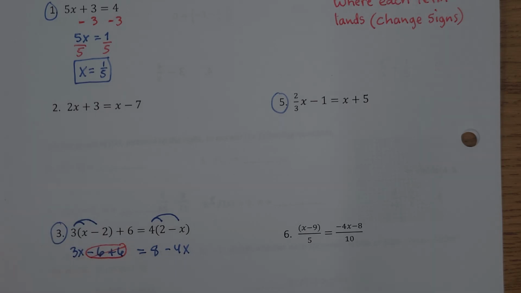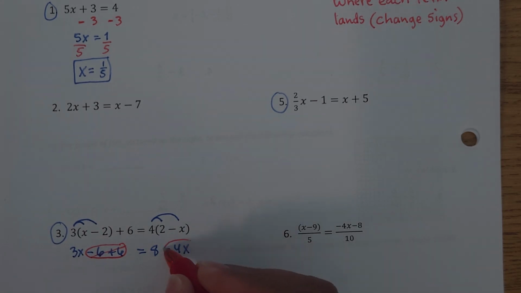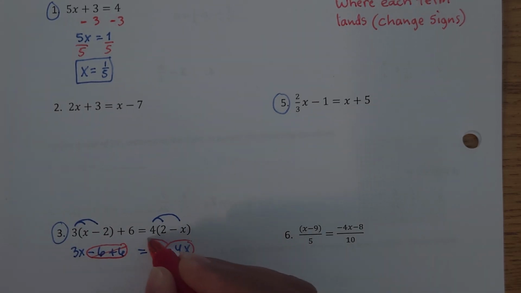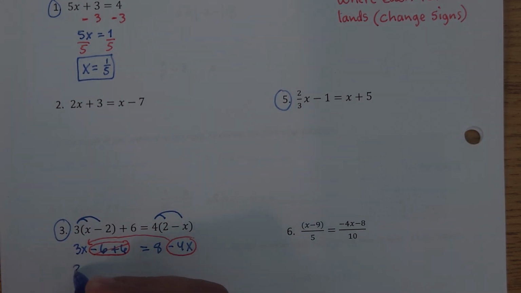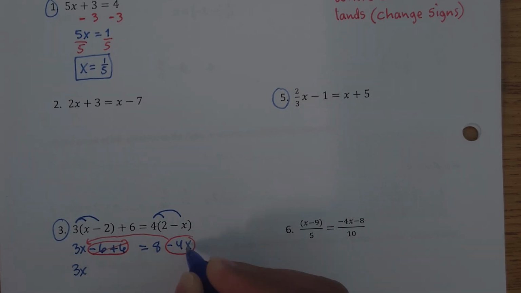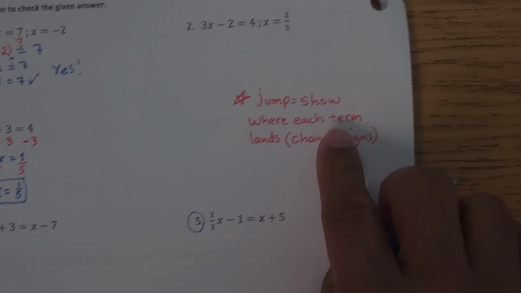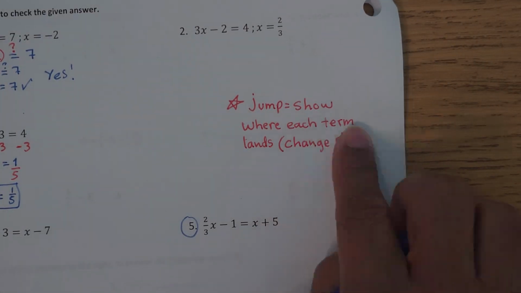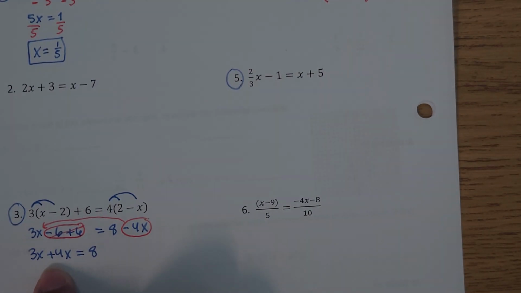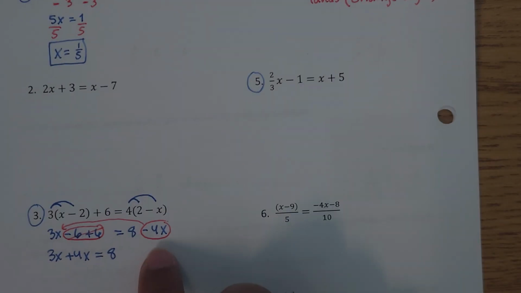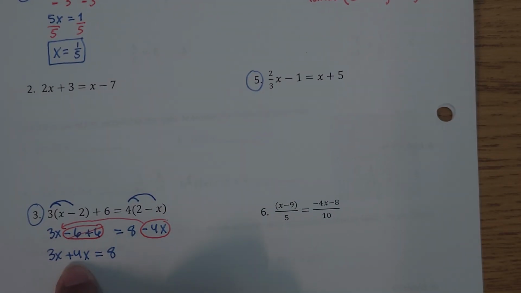Then I'm going to use what I said. I'm going to jump this 4x to this side. So then what happens here is I have 3x, and notice the 4x is negative. When I bring it to this side, I have to change the sign, so it becomes positive 4x, and that is equal to 8, right? So that's what I mean by jump, show where each term lands. So in this case, you combine the 3x and the 4x, so they're like terms, and then change the sign. So it was minus here, now became plus on this side.